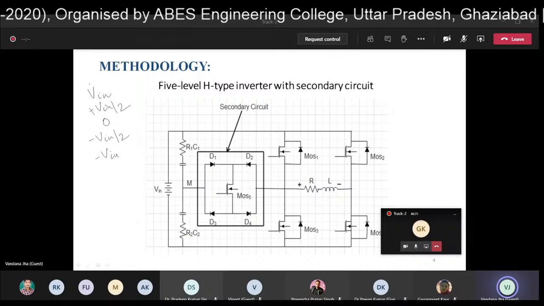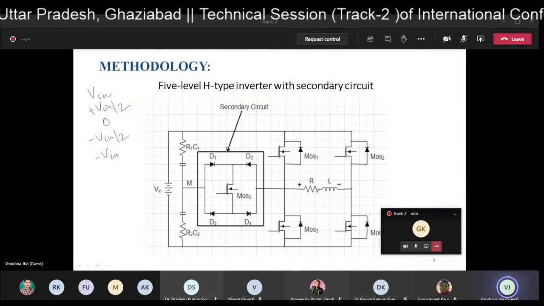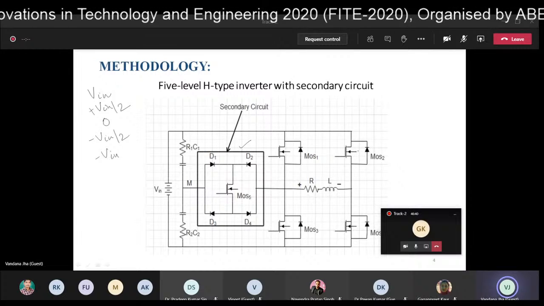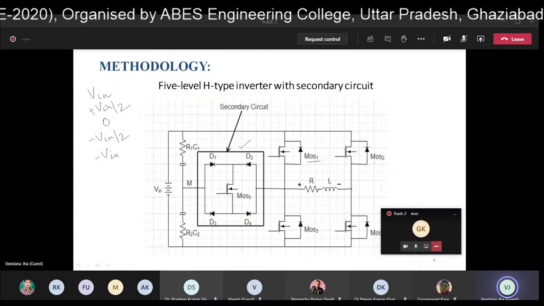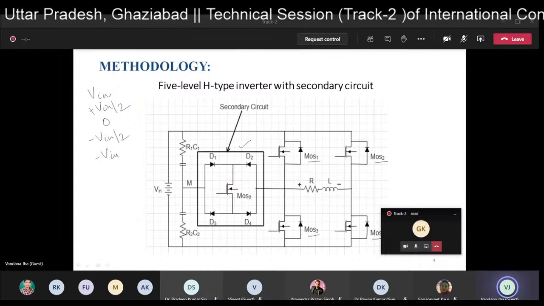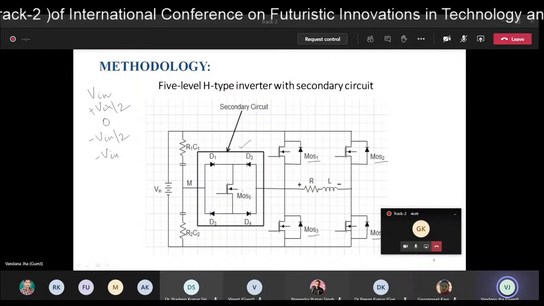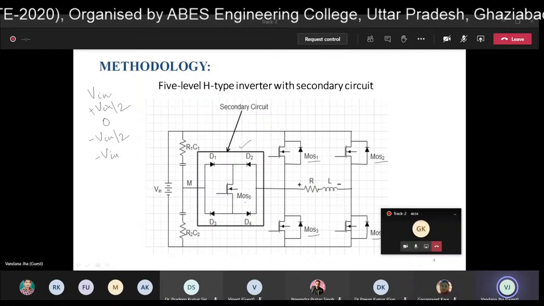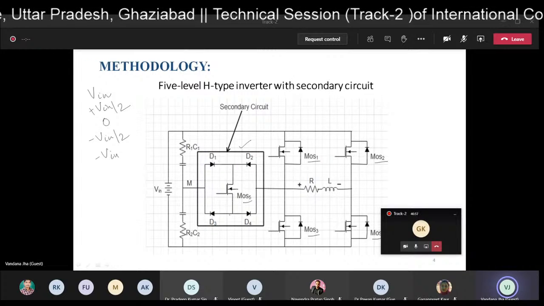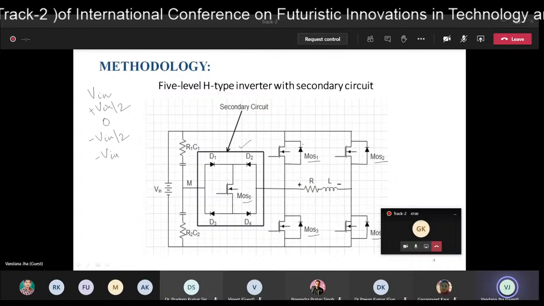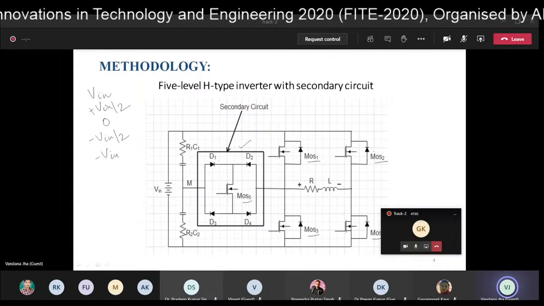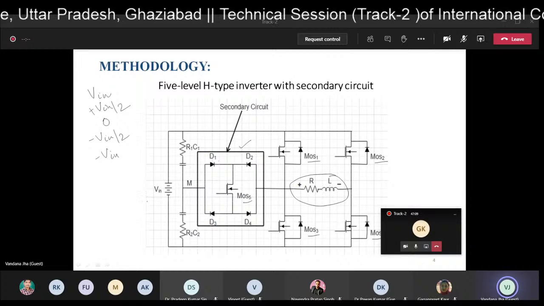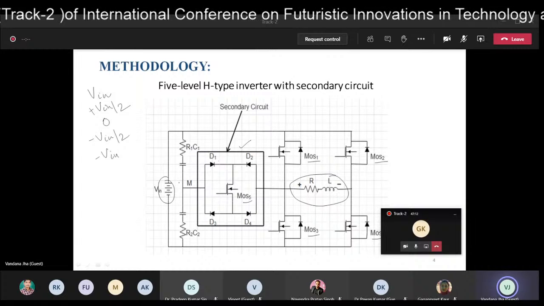For the first mode of operation, V in, the circuit consists of 5 MOSFETs. In the primary circuit we have MOSFET 1, 2, 3 and 4. The secondary circuit has MOSFET 5 and 4 diodes D1, D2, D3 and D4. Here we have the load, which consists of R and L connected in series, and this is the V in voltage which is to be applied.